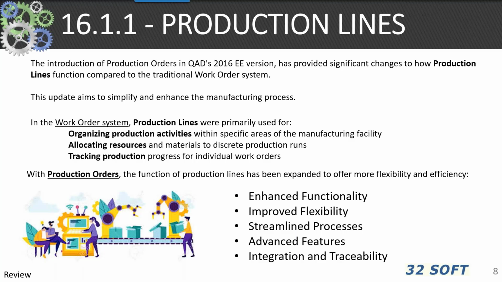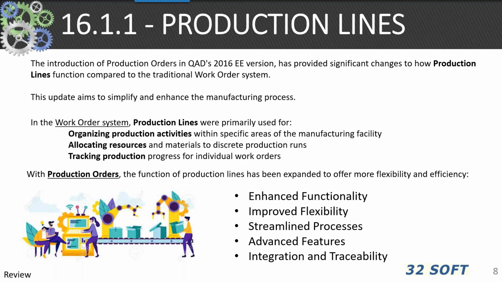The introduction of production orders in QAD's 2016 version brought significant changes to product lines. The order system, the old pre-2016, was used primarily for organizing production activities and allocating resources and tracking production. However, with the introduction of the production orders in 2016, we find more flexibility and efficiency. Production lines now offer enhanced functionality and support of mixed mode manufacturing. There's improved flexibility and streamlined processes for easier management of variations in types and batch sizes.